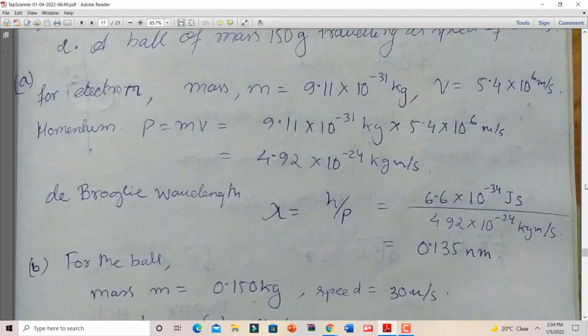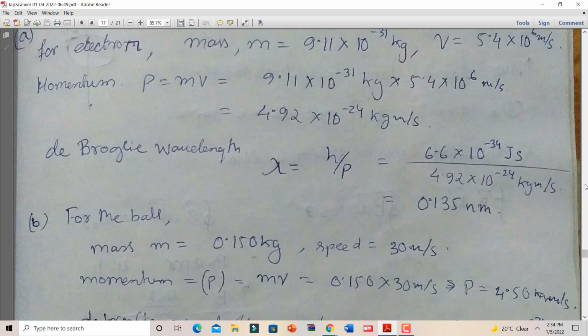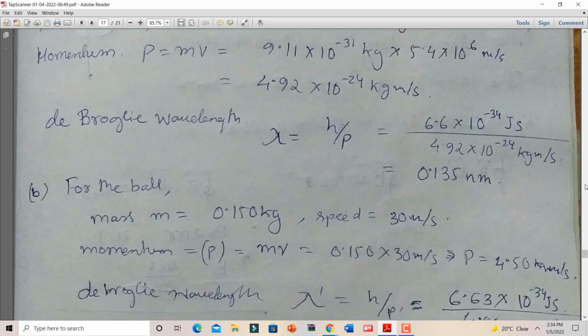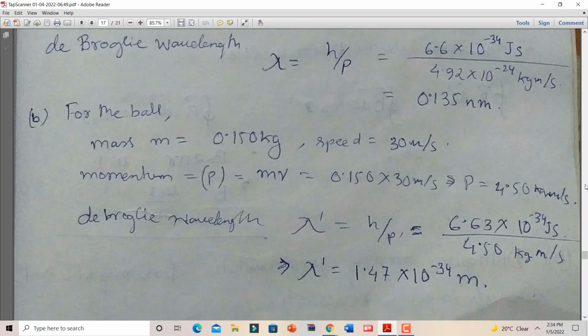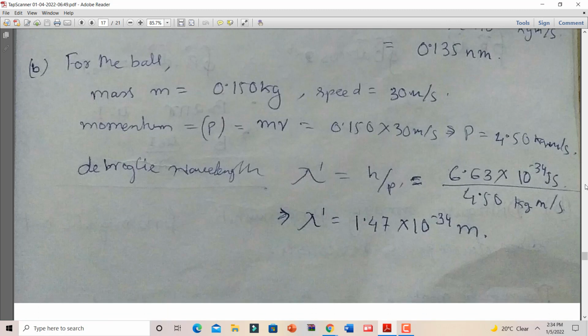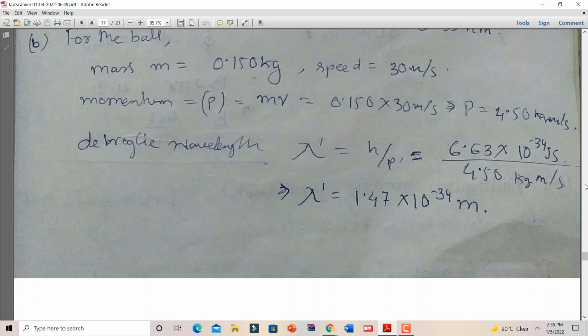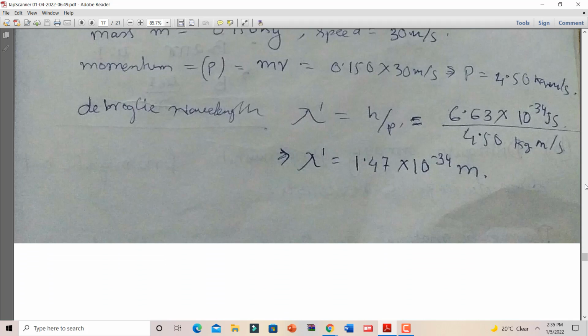The de Broglie wavelength lambda is equal to h by p, where h is equal to 6.6 into 10 to the power minus 34 joule second, divided by 4.92 into 10 to the power minus 24, and we can get this value. And for the ball, the mass is equal to 0.150 kg and the speed is 30 meter per second. Therefore, momentum P is equal to mv, and we can find the de Broglie wavelength by using the formula lambda is equal to h by mv.